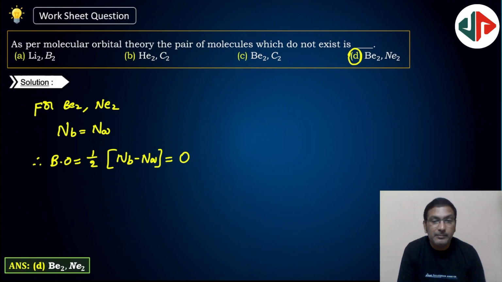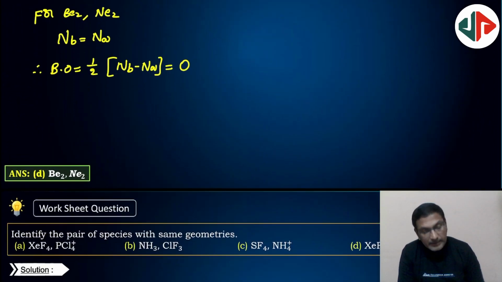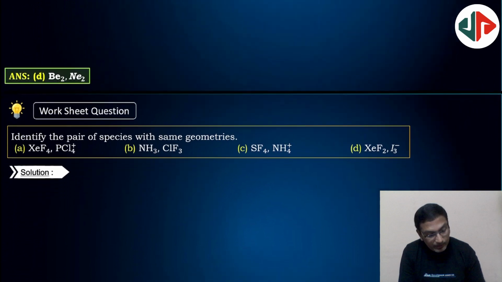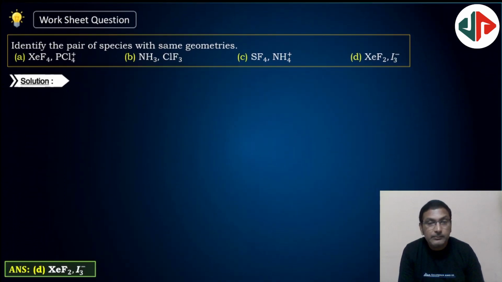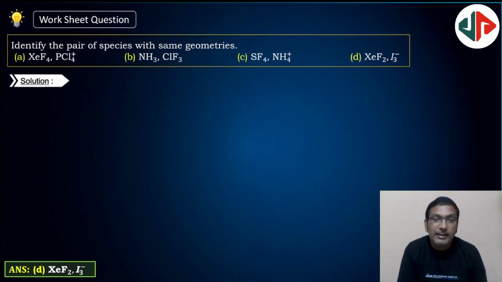Based on MOD diagram, molecular orbital energy diagram. Next one. Identify the pair of species with the same geometry. This is the most important one.